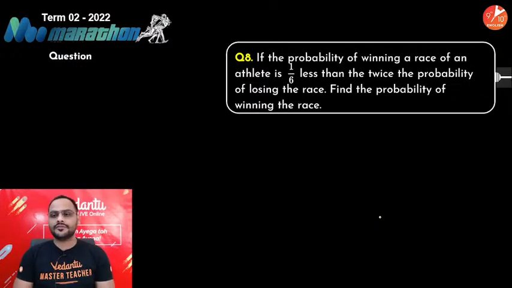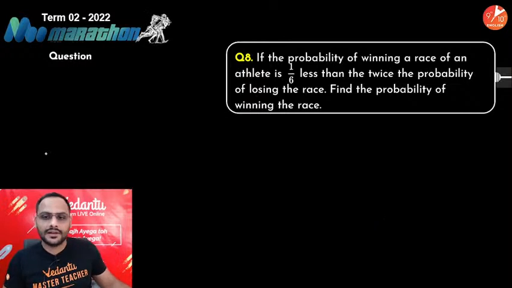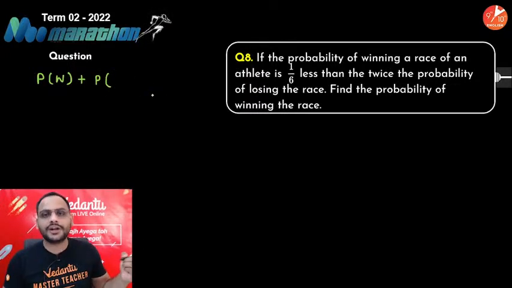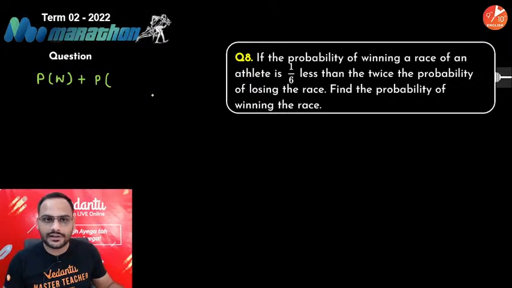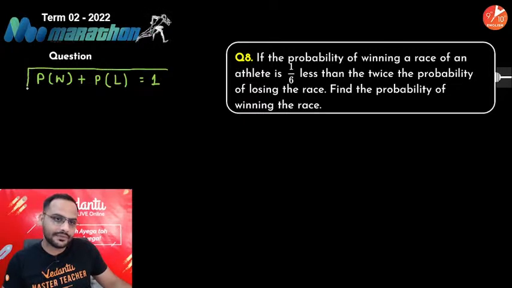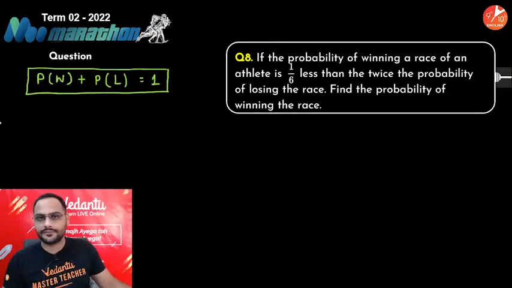If the probability of winning a race of an athlete is 1/6 less than twice the probability of losing the race, then find the probability of winning the race. So guys, you know that probability of winning plus probability of not winning, which means losing only, right, will be equal to 1. These are two complementary events. Either you will win or you will lose.